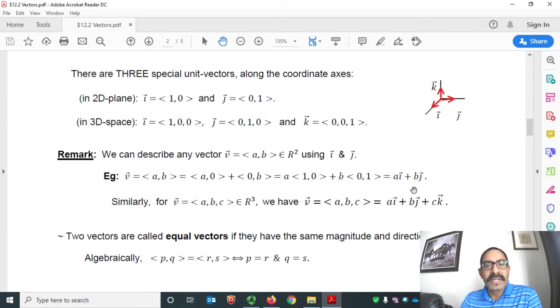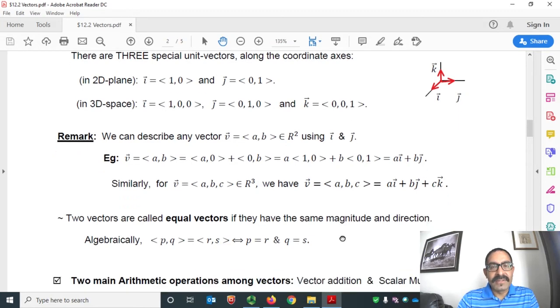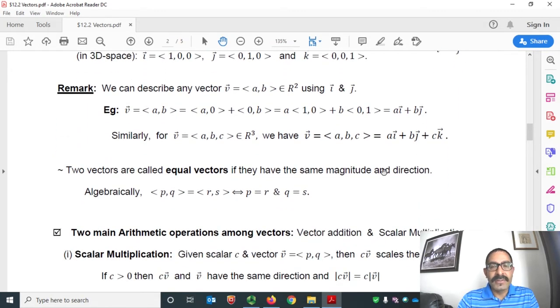I hope this presentation makes sense to you all. 2 vectors are called equal vectors if they have the same magnitude and direction. Algebraically, 2 vectors are equal if and only if their corresponding components are equal, first to first, second to second.